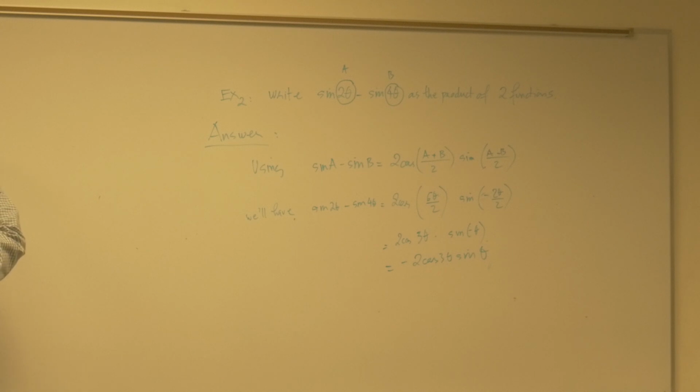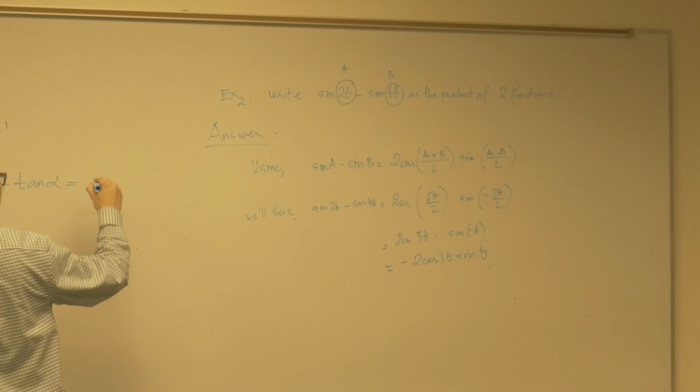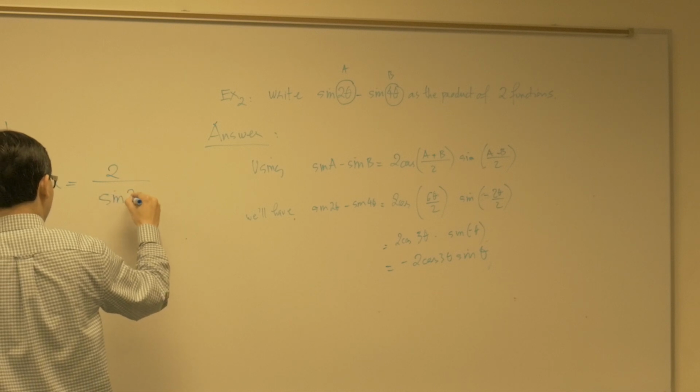Verify cotangent alpha plus tangent alpha equal to 2 over sine 2 alpha.